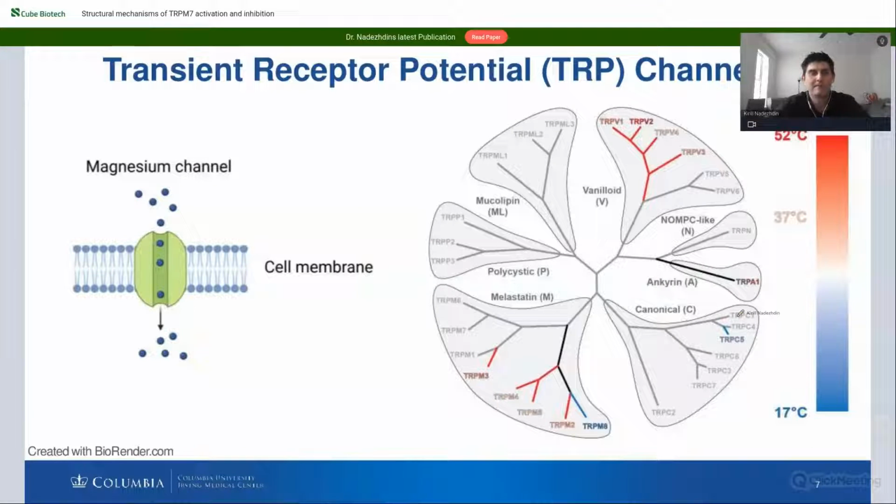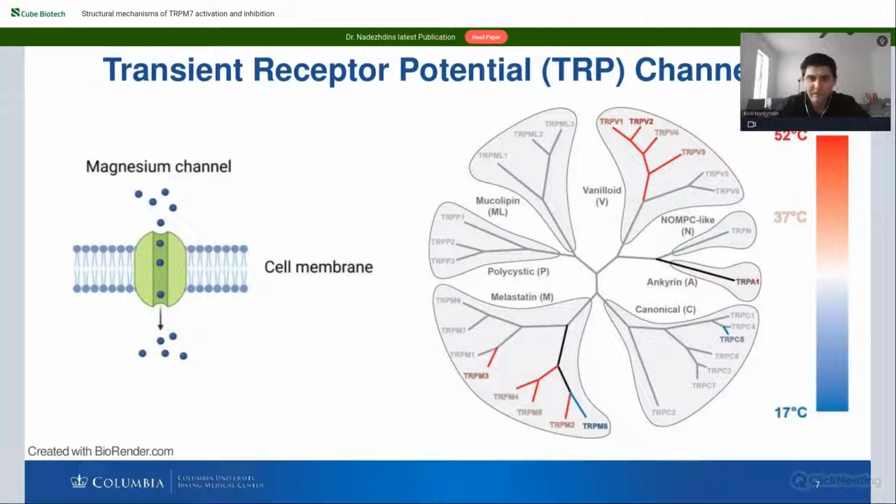And in our lab, we work on transient receptor potential channels. And this is the tree of these channels in mammals, in animals. And why are they so interesting? Mostly because they sense temperature. Not all TRP channels sense temperature, but many of them do, from cold temperatures to high temperatures.